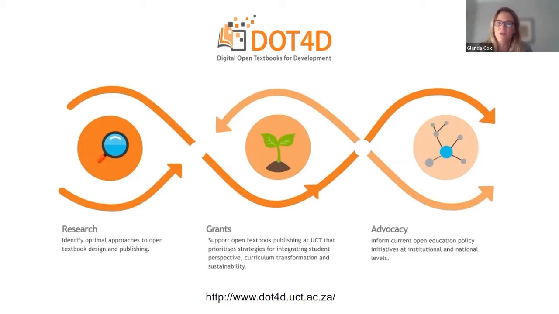The research phase included interviews with grantees and other open textbook authors, collection of notes that we accumulated through the process, and the open textbook applications for the grants. The grants were small amounts of money allocated to authors at UCT. Those authors had to apply for the grant. They had to make a strong case that they were going to include students, and that they were concerned about curriculum transformation and sustainability. So we had these textbooks that were created.